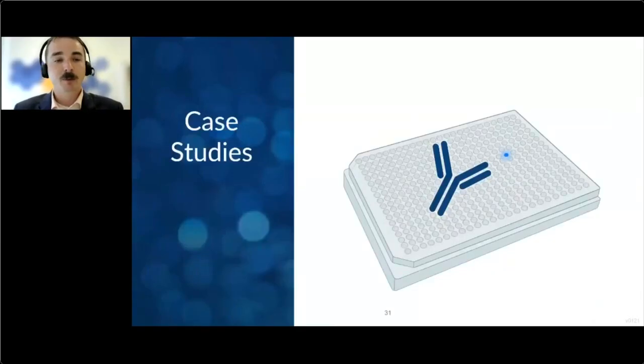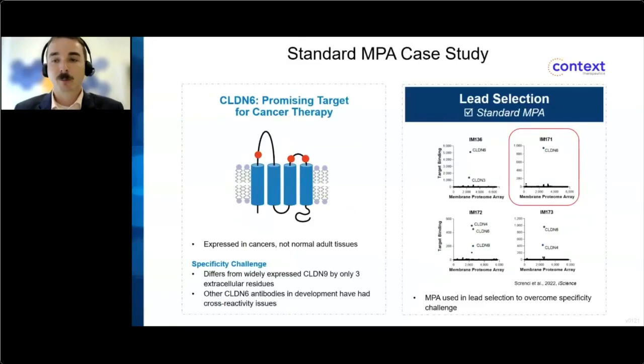Now, let's quickly move into some case studies to identify other uses of the MPA technology. So we can use the MPA technology in lead selection. Here we're showing 4 different monoclonal antibodies that are all targeting Claudin-6. Claudin-6 is expressed in cancers and not normal adult tissue, and there is a large specificity challenge where Claudin-6 differs from widely expressed Claudin-9 by only 3 extracellular residues.